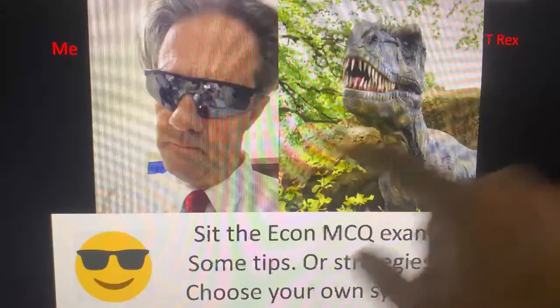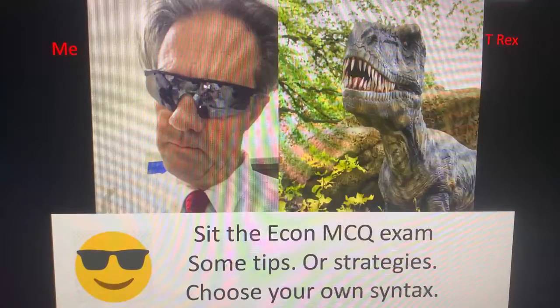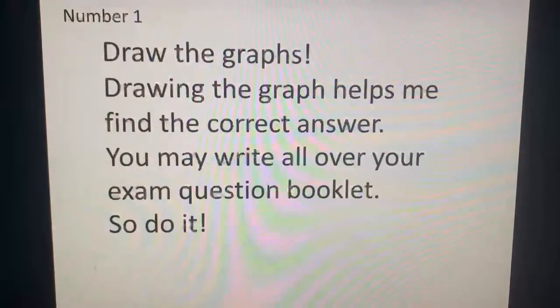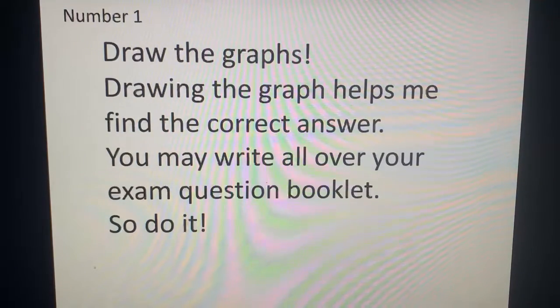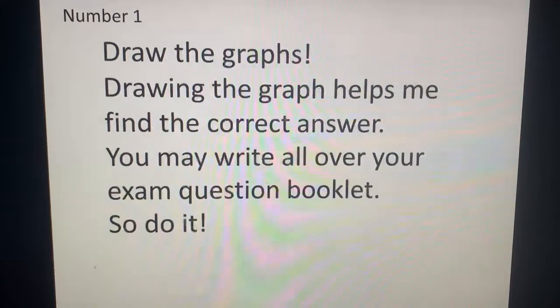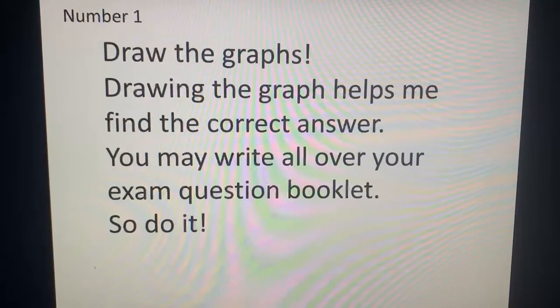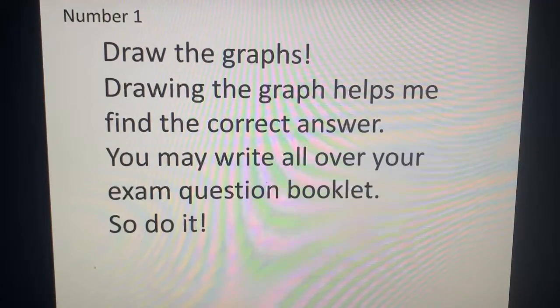I'm wearing a tie. Here are some tips or strategies for sitting the economics multiple choice question exams. First one, draw the graphs. Drawing the graph helps me find the correct answer. And you may write all over your exam question booklet. So do it.